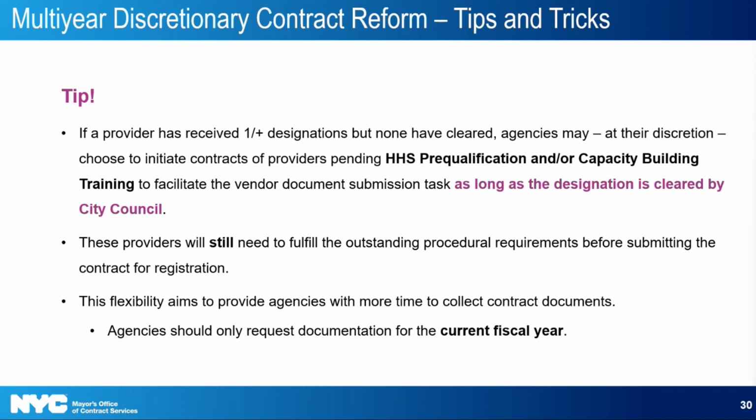While discretionary awards still need to meet the procedural requirements we reviewed earlier, agencies may, at their discretion, choose to initiate contracts for providers pending HHS PQL and/or capacity building training to facilitate the vendor document submission task. However, you should only do this if the award has been cleared by City Council. These providers will still need to fulfill the outstanding requirements before submitting the contract for registration. This tip only exists to provide agencies with more time to collect contract documents. Additionally, agencies should only request documentation for the current fiscal year.